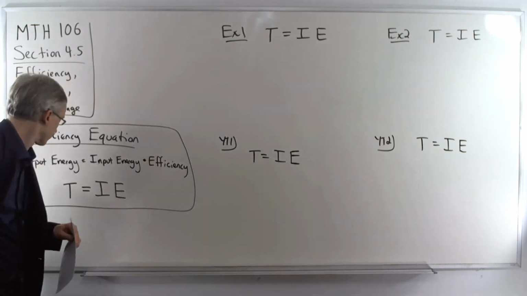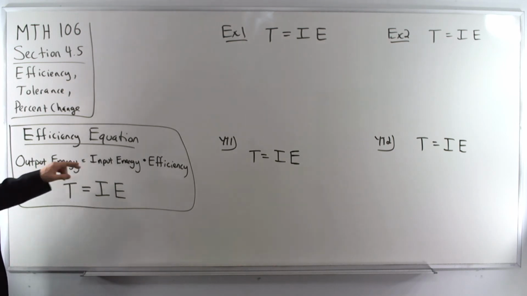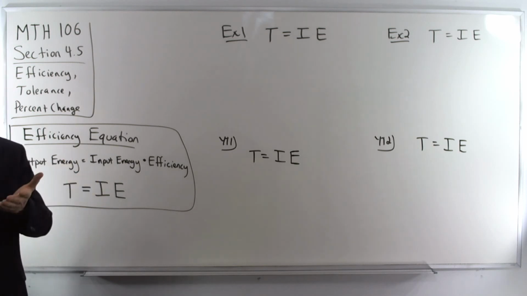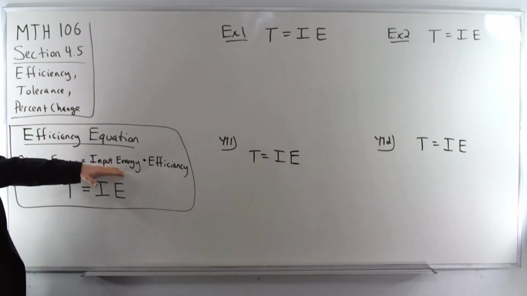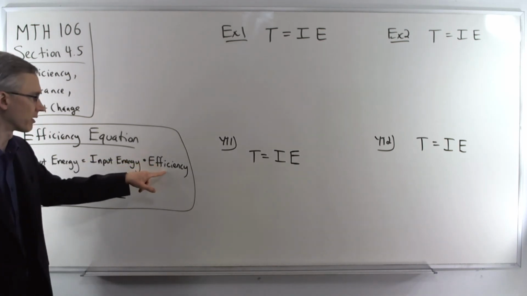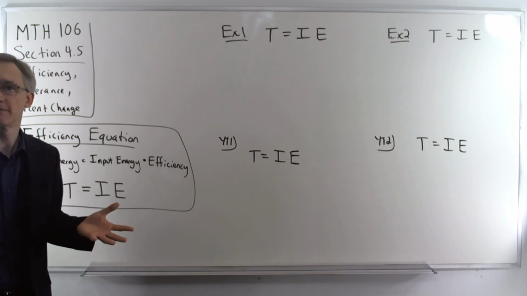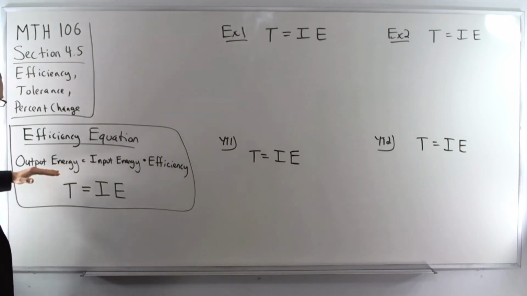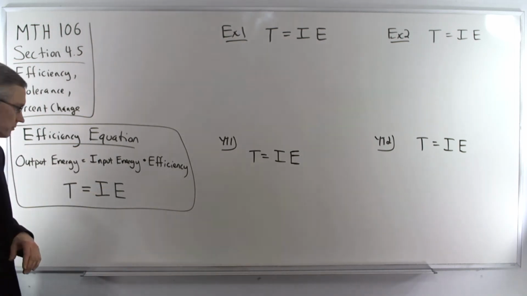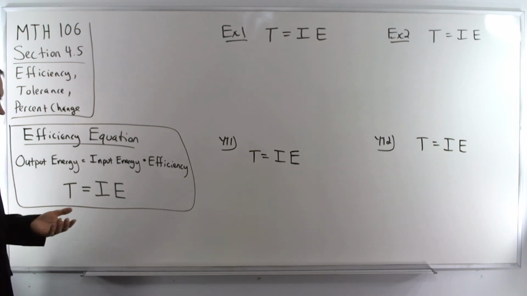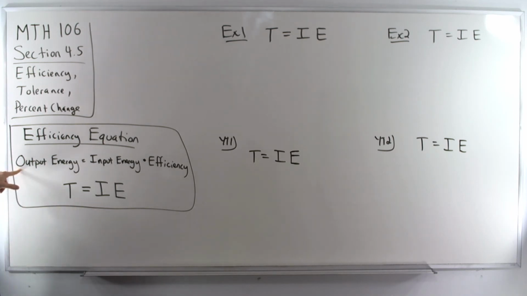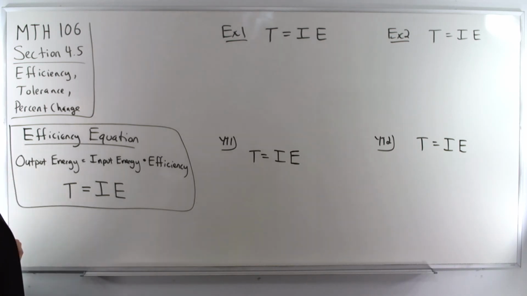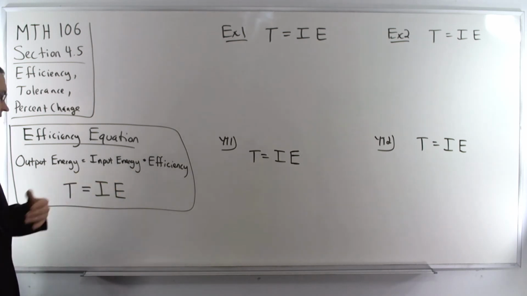The efficiency equation is output energy equals input energy times the efficiency, where the efficiency is some decimal number between 0 and 1. So we're taking this input energy and multiplying it by this number. If we multiply it by, let's say, 0.75, that takes our input energy and reduces it by 1/4 into the output energy. So this is the equation we'll be using, the tie equation. I'd like to use O as a variable, but O is often confused with 0, so I try to avoid that. So instead I just use the T for output, and then I for input and E for efficiency.